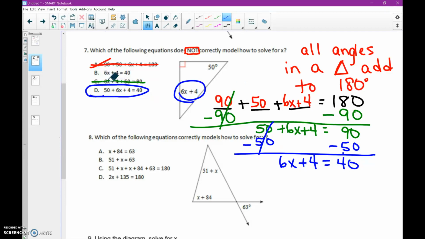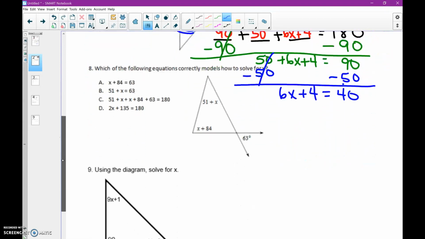They told you 6x plus 4 plus 50 equals 90. Well, these two angles together should equal 90 degrees because this one's already 90. It's already taken up that many degrees. So that's a way to look through that to help you process and eliminate some of those options there.